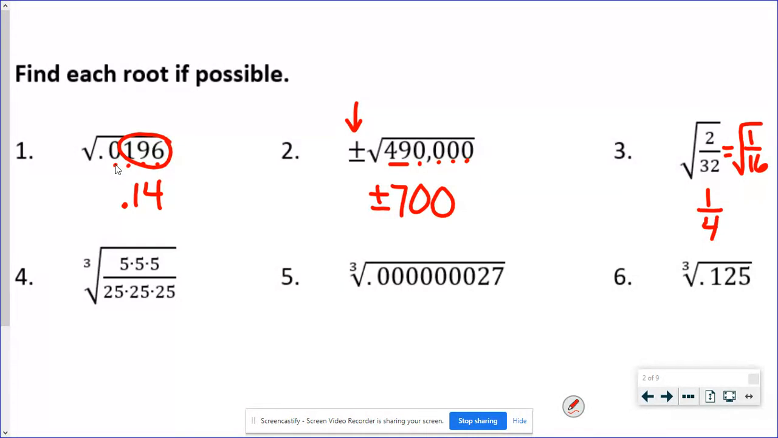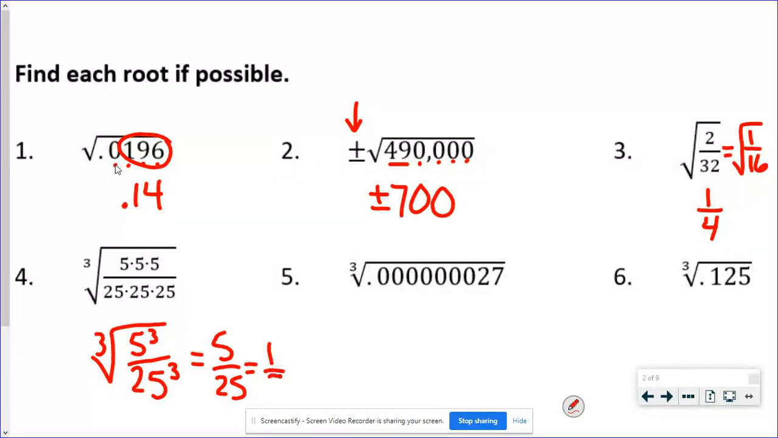Number 4 through 6 are all cube root problems. I don't feel like you need to multiply 5 times 5 times 5 or 25 times 25 times 25. 5 to the third power, easy, that's 125. 25 cubed, that's big. So I'm not going to mess with that. However, I could write this as that. And then the cube root of each of those would just undo those cubes. So I would get 5 over 25, which would then simplify to 1/5.